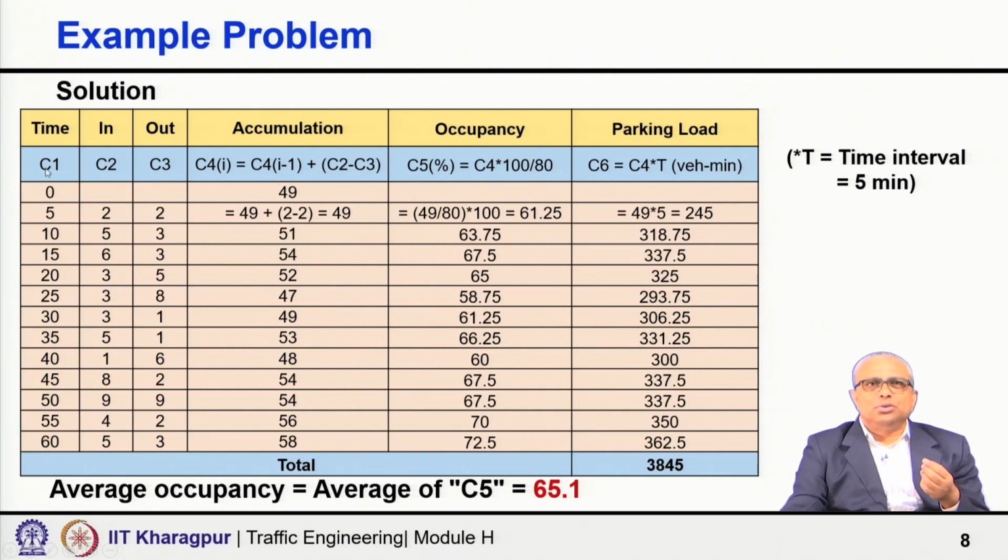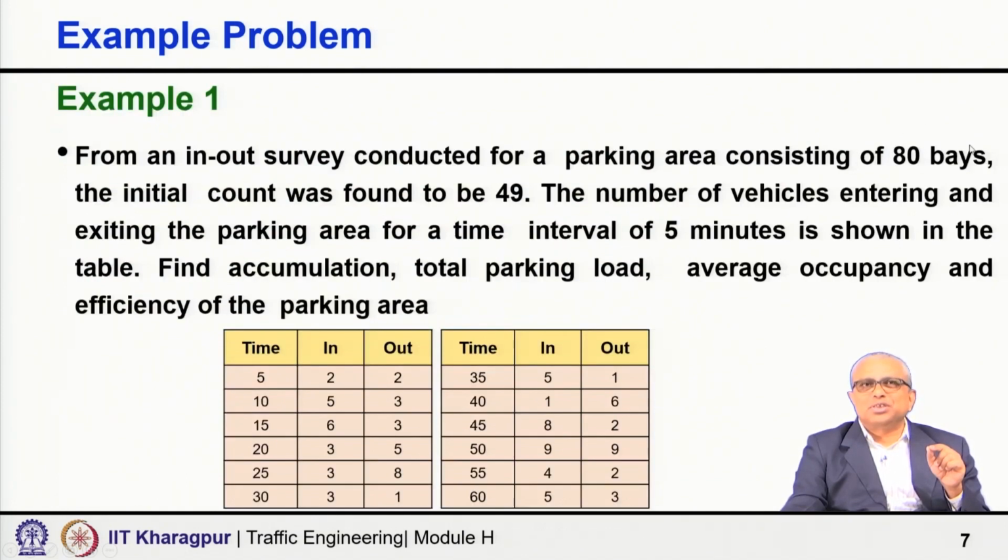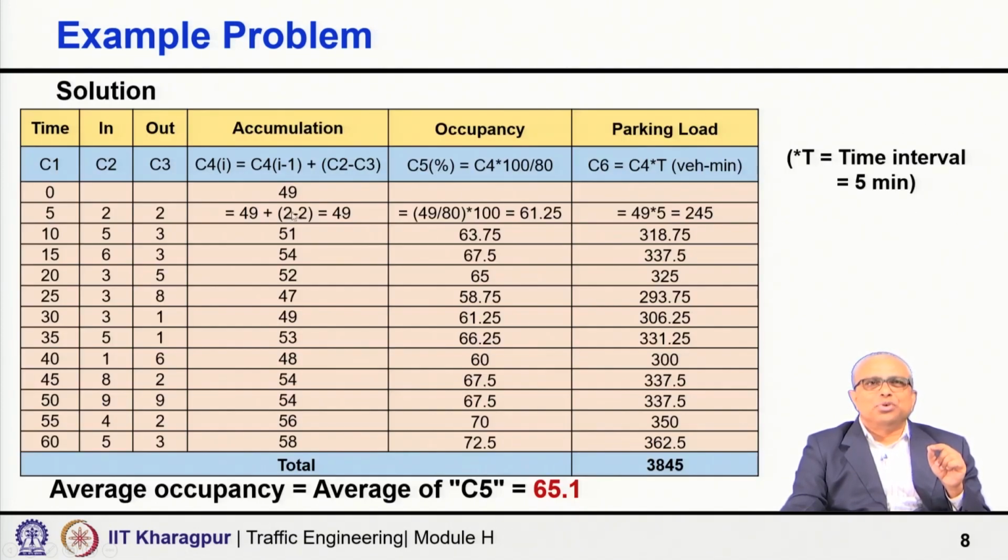So, at time 0, 49 are there. Let us calculate it 5 minutes onwards. So, exactly at 5 minutes, how many are there? 49. So, 49 divided by 80 into 100, because we are expressing it in percentage. So, you have 80 bays, that is what is told. So, 61.25%, that is the occupancy.